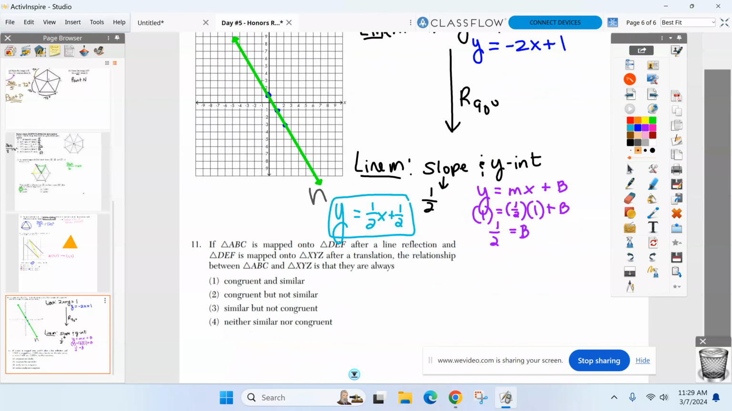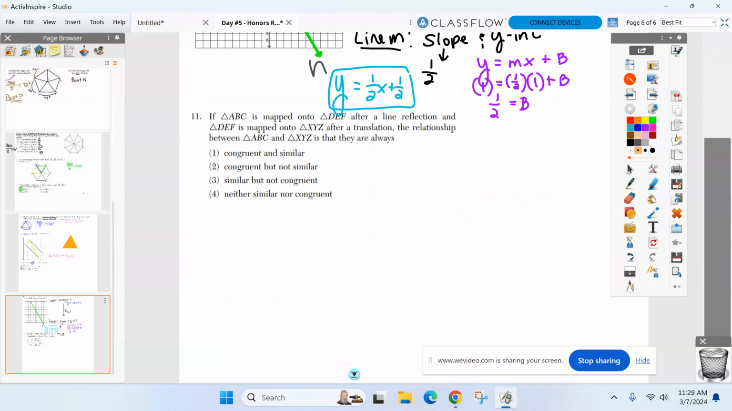Until we get to this last one now. Let's see what you got now without me saying anything. I have this triangle ABC I'm going to start out with. It says we're going to go to triangle DEF. How do I move this triangle to DEF? I'm going to do a what?